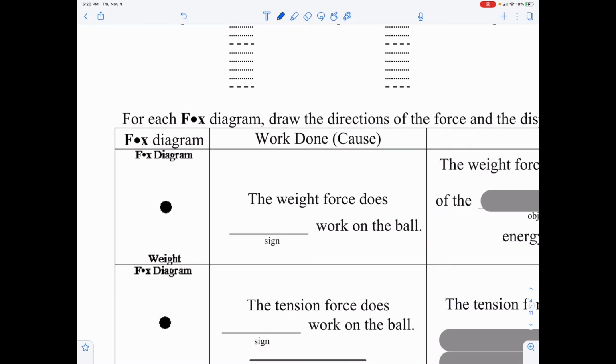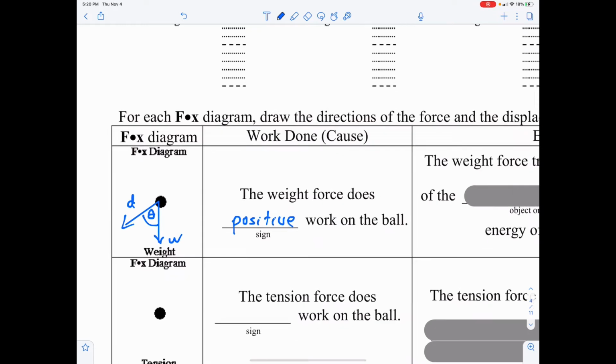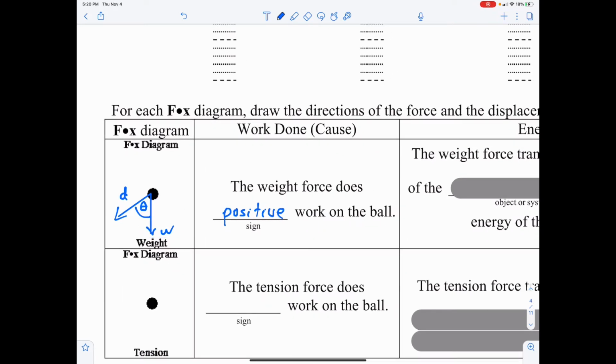So the weight is drawn straight down. The displacement from A to B is down in that direction right there. And theta is an acute angle less than 90. Well, the weight force does positive work on the ball. Okay, and why is that? Because the weight is doing work to increase the kinetic energy of the ball.